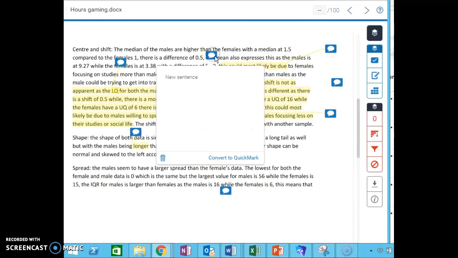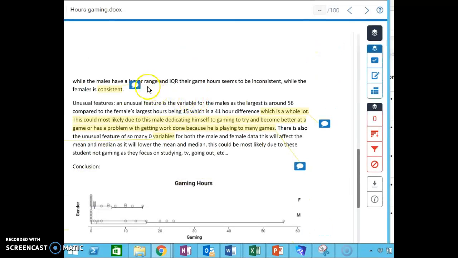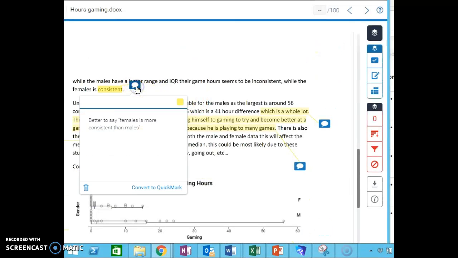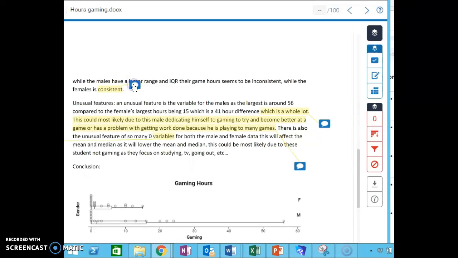I think I've mentioned all of these. Right. I've made this point before, but when you do your comparative statements, or your CUSS, it's actually a comparison. You're not talking about the shape independently. It's a comparative statement, and the females is more consistent. Females is more consistent than the males. So it's a relativity comment. Make sure you're comparing two groups all the way through.